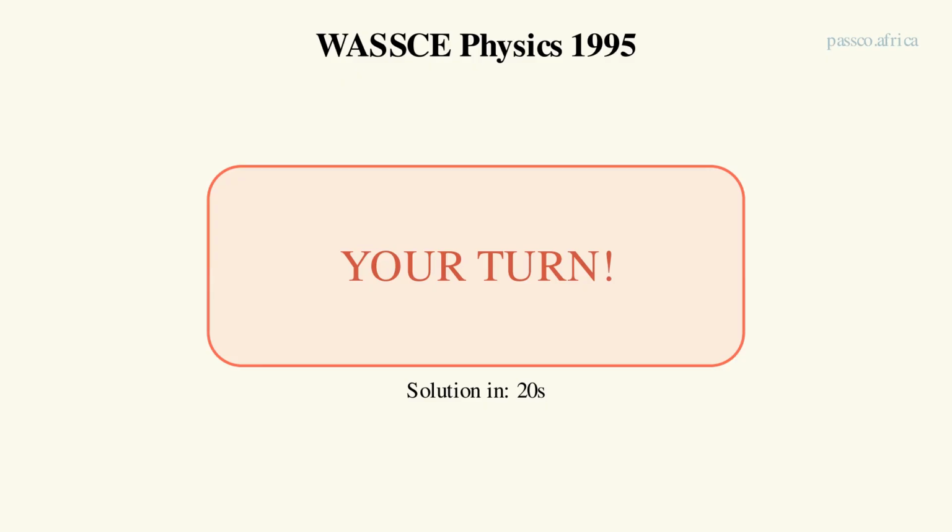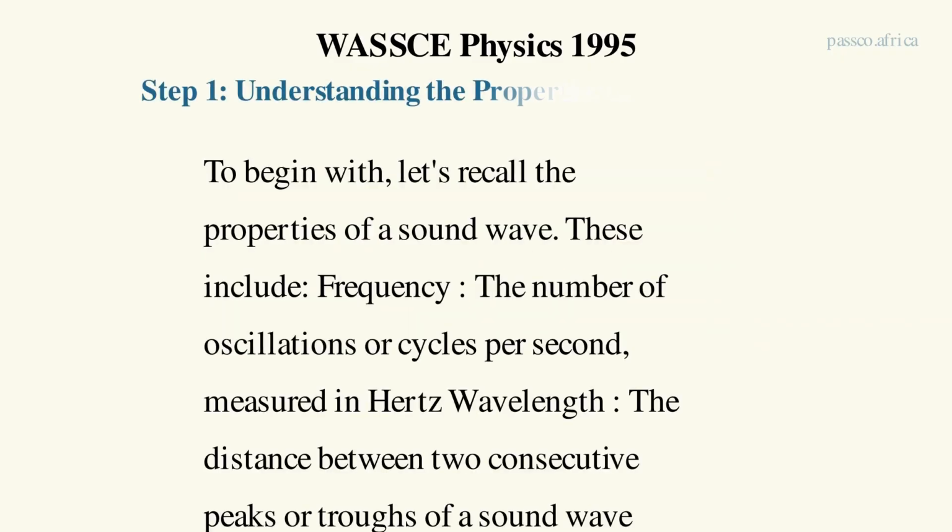Step 1. Understanding the properties of a sound wave. To begin with, let's recall the properties of a sound wave. These include frequency, the number of oscillations or cycles per second, measured in Hertz; wavelength, the distance between two consecutive peaks or troughs of a sound wave; speed, the rate at which a sound wave propagates through a medium; amplitude, the maximum displacement of a sound wave from its equilibrium position; loudness, a subjective measure of the perceived intensity of a sound wave.